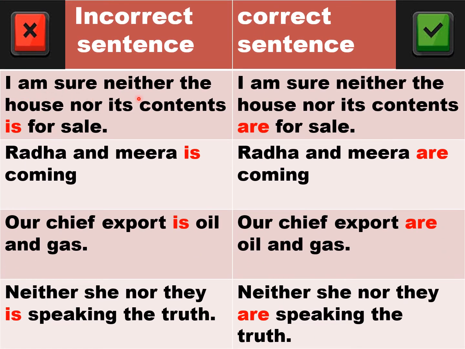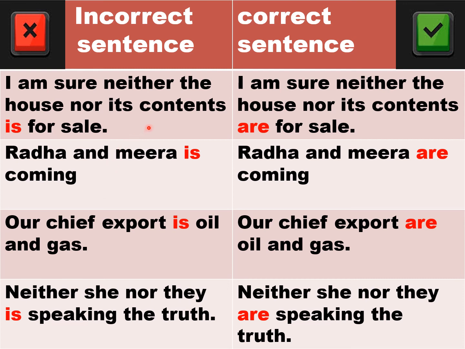I'm sure neither the house nor its contents is for sale. Neither she nor they is speaking the truth. In both the sentences, we have neither nor, and we have two subjects also. Here, house and contents. Here, she and they. One is singular and the other one is plural. House is singular, contents is plural. Here, she is singular, they is plural.